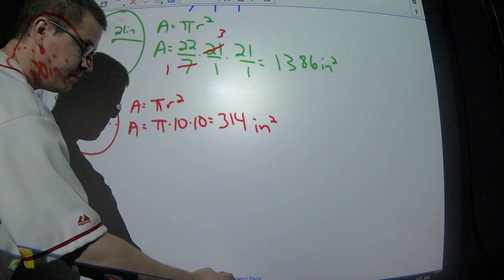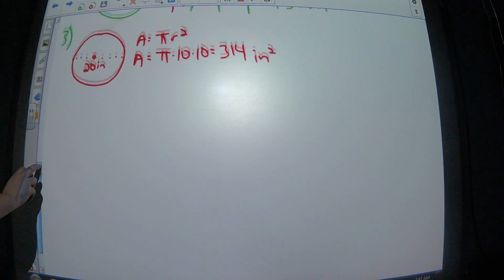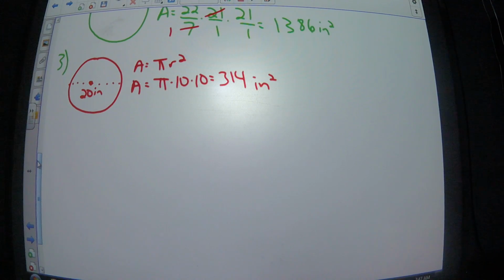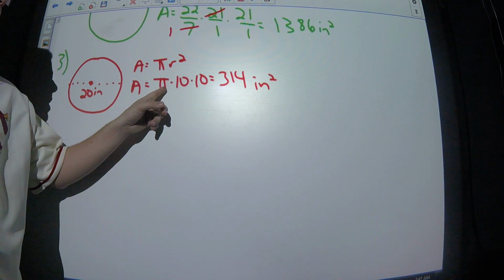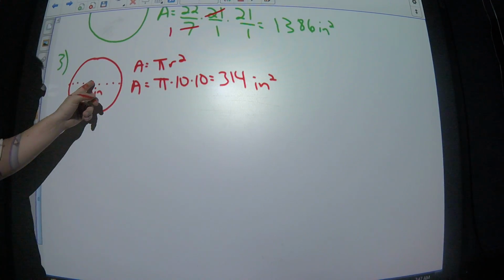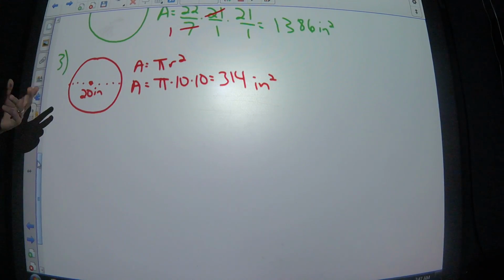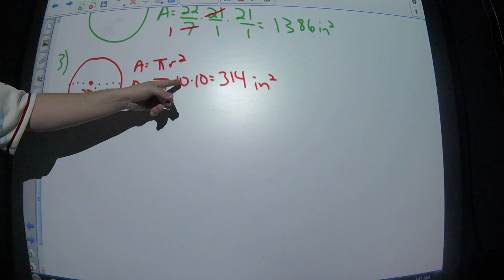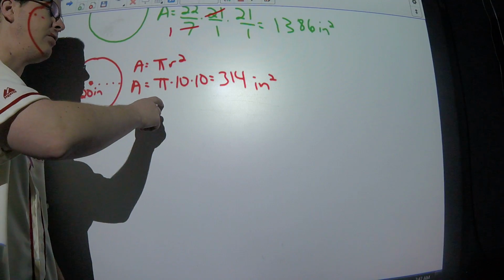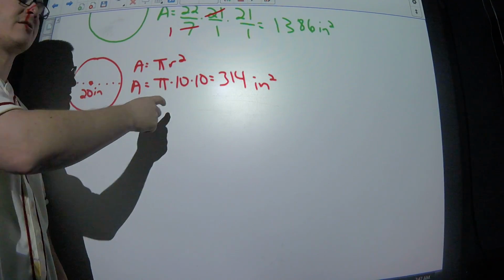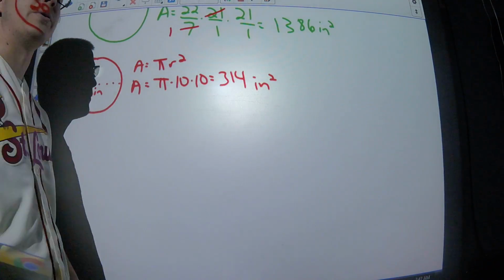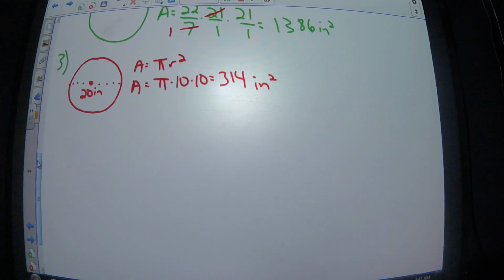On number 3, the last one, we actually start using pi, or at least a form of pi. They tell me to use 3.14 as pi. And they tell me that the diameter is 20 inches, but remember we have to divide by 2, so that's where I get the 10. So the radius is 10 inches. So you're going to take 3.14 times 10, which is 31.4. Then times 10 again, which gives me 314 inches squared.